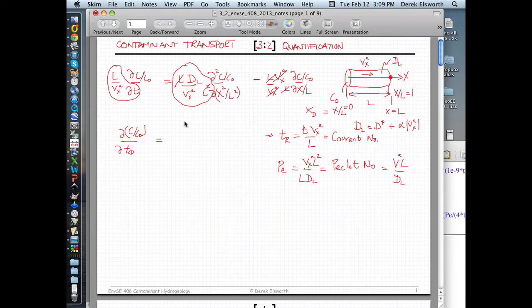So that was my error. If that's the case, then this by definition is velocity times length over dispersion, so this is just 1 over the Peclet number. And we're left with these other components here, which is the second partial of relative concentration. It looks complicated, but believe me, it's not. And the second partial of some coordinate direction dimension all squared.